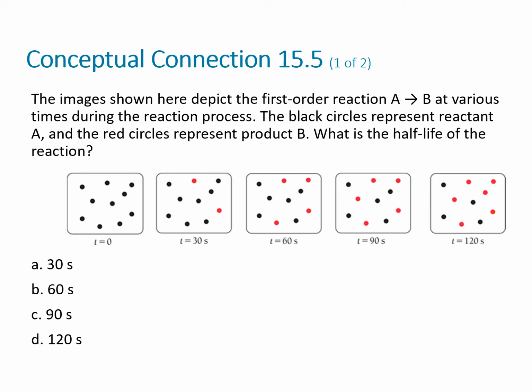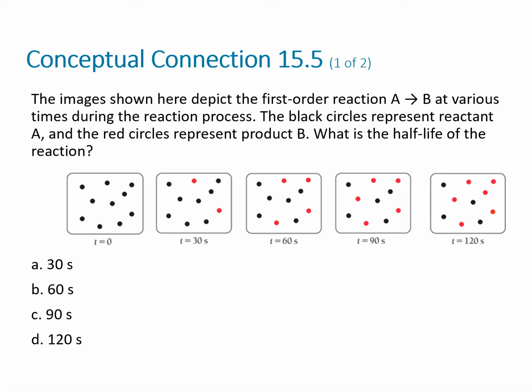Let's see here. This will be an easy one, I think, because it's just half-life. The images shown here depict the first order reaction of reactant A going to product B at various times during the reaction process. The black circles represent reactant A, and the red circles represent product B. What is the half-life of the reaction?